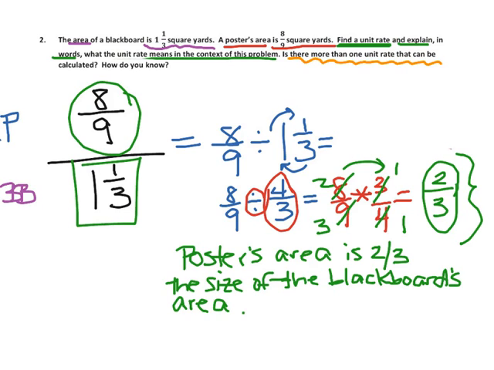So to answer the question above, is there more than one unit rate that can be calculated? How do you know? The answer is yes. And we proved to ourselves that it was able to happen because we just switched the poster and the blackboard when we did our division, and our explanation matches our work. Therefore, if we switch it and we can explain ourselves and we use the right units next to our numbers, we can have more than one unit rate.